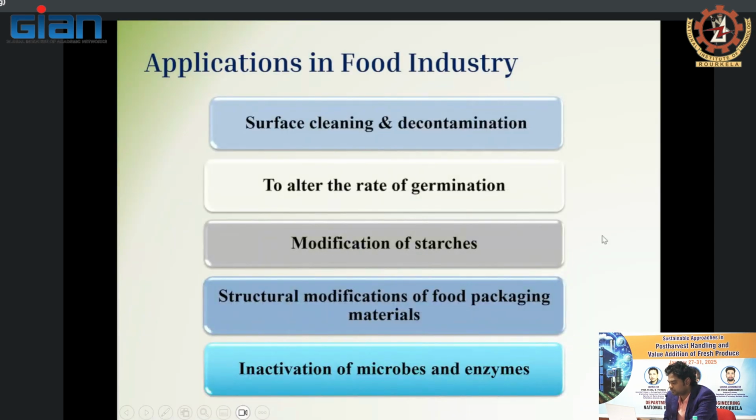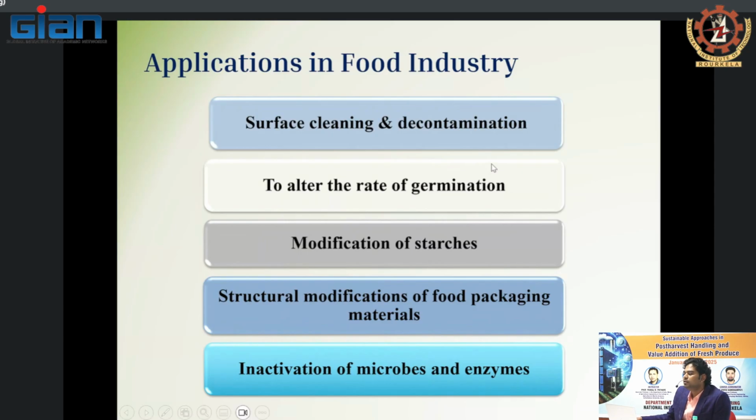So far we have discussed how to generate plasma, different techniques to generate plasma. Now, applications of plasma in the food industry. As I said, the first is surface cleaning and decontamination. If you want to clean the surface, we use UV sterilization, right? When you subject a surface to UV light, UVC, which has a disinfectant effect, it destroys the surface microorganisms. Similarly, we can allow plasma to sterilize the surface.